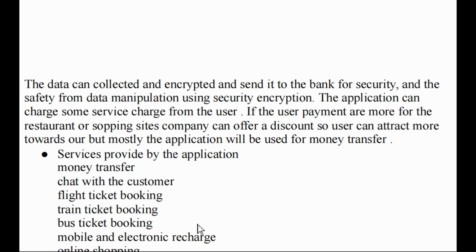For the monetization, using the security encryption, the application can charge some service charges from the user. If the user payments are more for restaurant or shopping sites, the company can offer discounts, so the user can contribute more towards our application, but mostly the application will be used for money transfer.